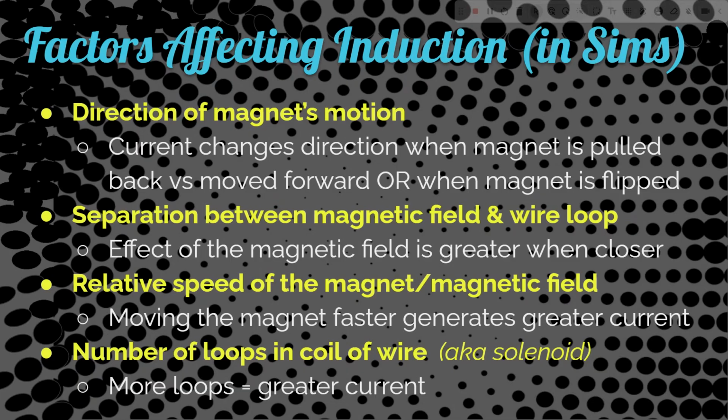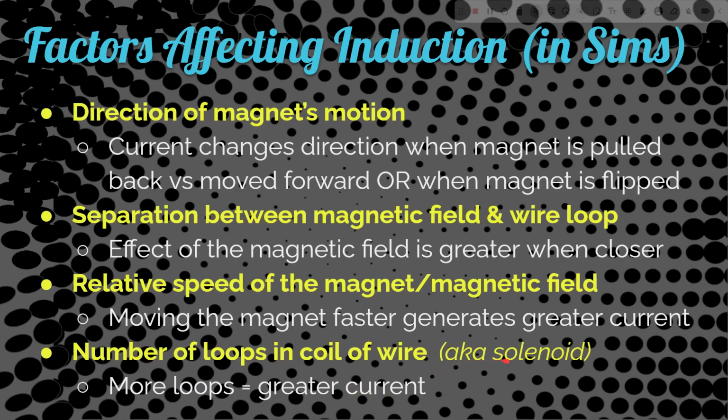The separation between the magnetic field and the wire loop: when they're closer together, your field is greater, and so you're going to get a greater reading than when they're farther apart. And then relative speed: if you move it quickly, same thing, the field's going to change faster, and that's going to give you a greater current reading. And the last thing is one he did show you, which is the number of loops in the coil of wire. More windings or more loops gives greater current.